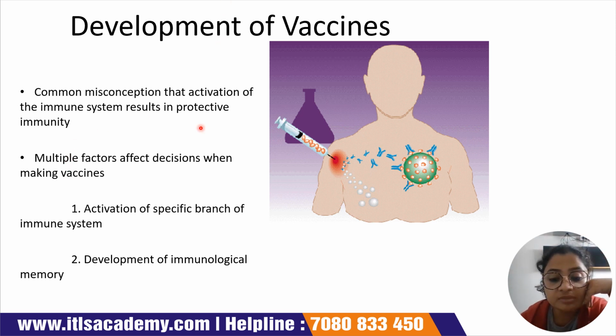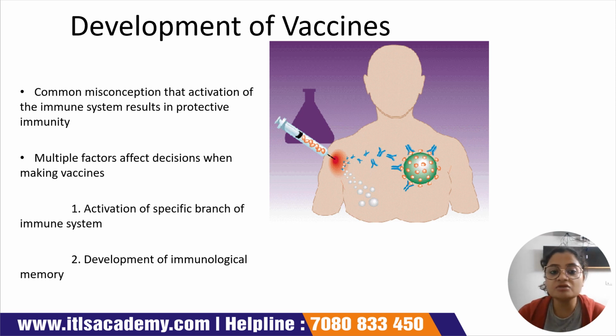There is a common misconception that activation of the immune system results in protective immunity. Multiple factors affect decisions when we are going to come up with a new vaccine. What are they? Number one, activation of a specific branch of the immune system, which means which branch we are actually targeting, whether cell mediated immunity or humoral immunity. And also development of immunological memory, because development of memory cells is the most important part of vaccination.